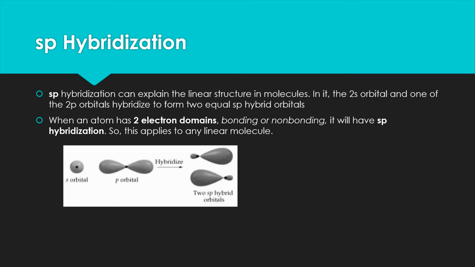Our last type of hybridization is called sp hybridization, and it can explain the linear structure in molecules. In it, our 2s orbital and 1 of the 2p orbitals hybridize to form 2 equal sp hybridized orbitals. So when an atom has 2 electron domains, again bonding or non-bonding, it will have sp hybridization. So this applies to any of our linear molecules. So we're taking that one s orbital, we're taking 1 of those p orbitals, and again combining them to form our sp hybridized orbital.